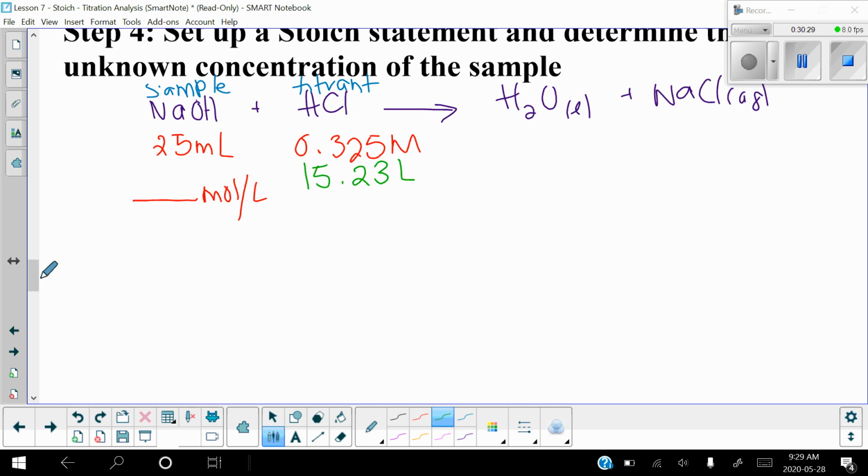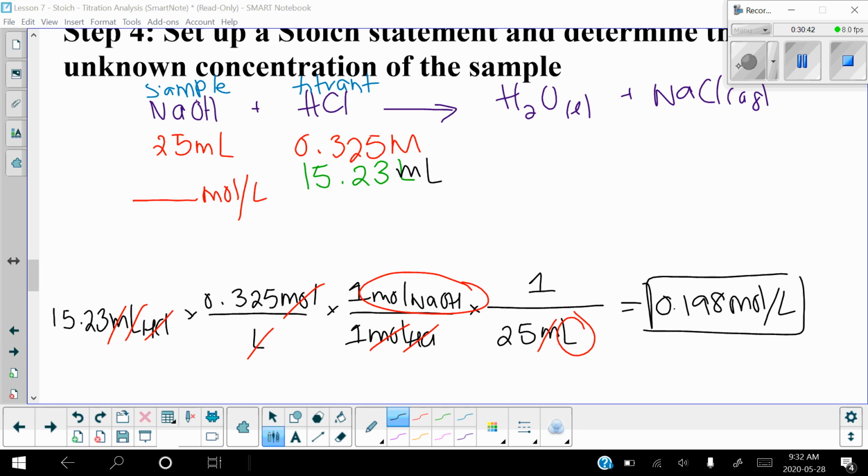Okay, from there, you are going to then do the Stoich. Okay, I'm going to write the Stoich out and then I'll be back. Okay, so once you set up your Stoich, you are going to start off with your volume of HCl. You can have it in liters or milliliters. If you choose to convert to liters, you must choose to convert the other volume into liters as well. Then you multiply by your concentration, use your mole ratio, divide by volume, and you end up with a concentration of 0.18 moles per liter.